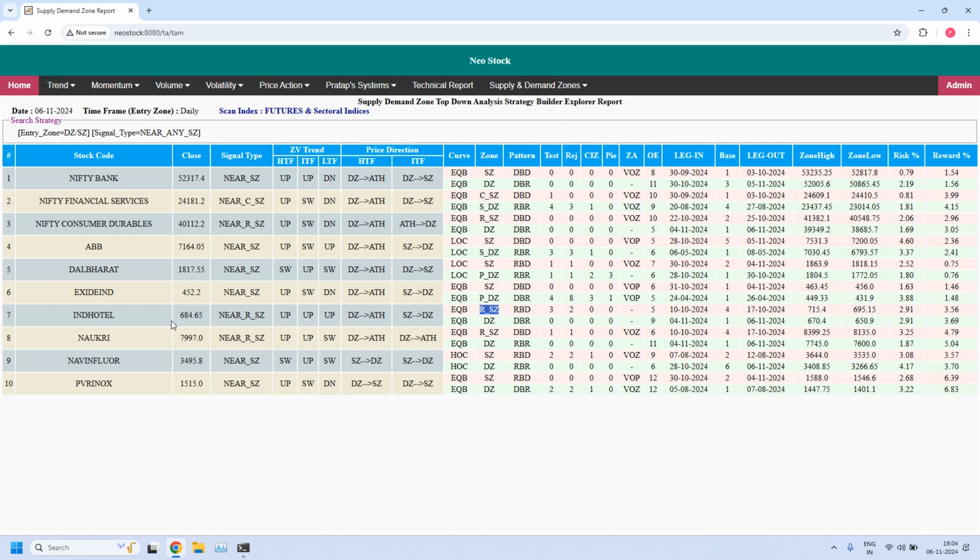And we have Indian Hotels is having a high liquidity daily supply zone. Next we have Naukri is having high liquidity daily supply zone. That's it. We have identified 3 high liquidity daily supply zones from this list. NIFTY Financial Services, that is nothing but FinNifty, is listed in F&O.